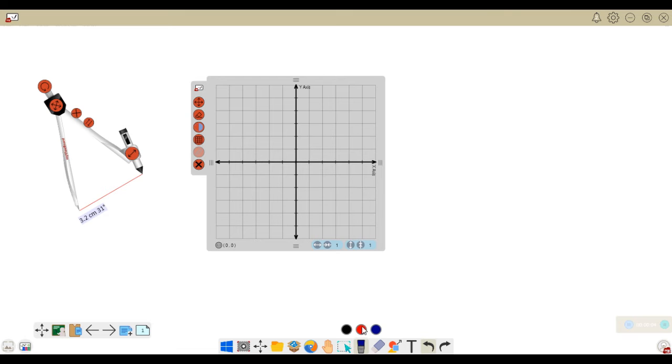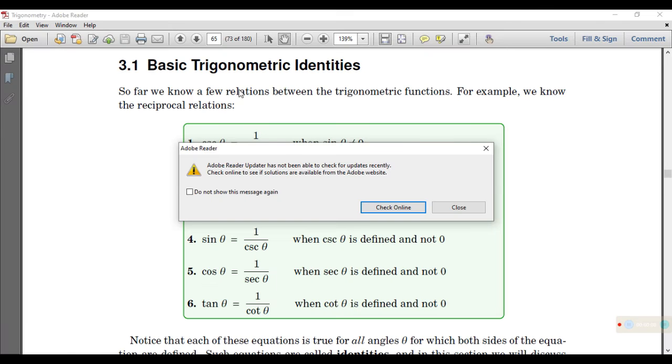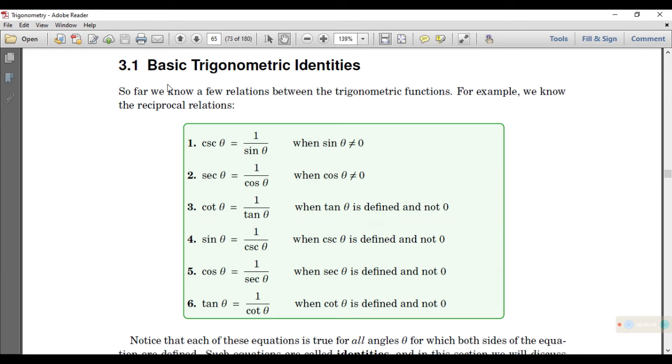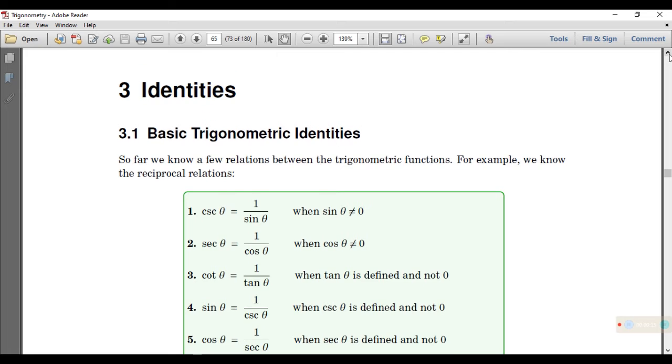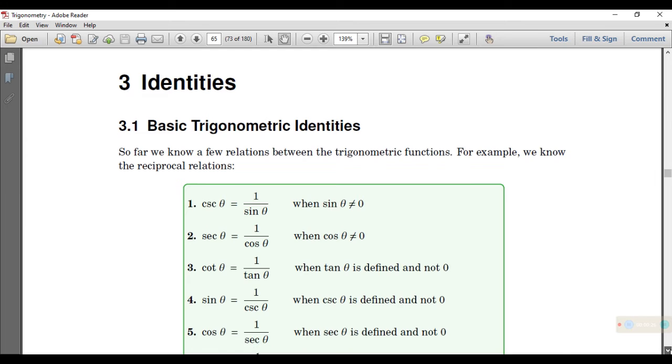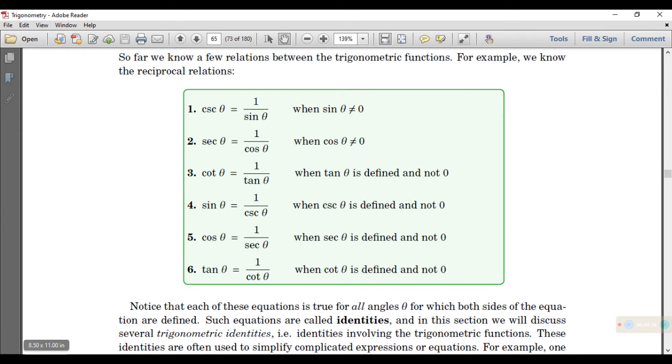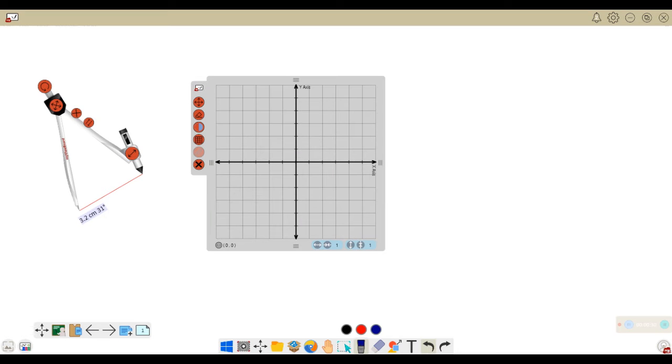This is Miss Rena, and for today's video discussion, we are going to start with basic trigonometric identities. So we are already in the next chapter entitled Identities, and we will start with the basic trigonometric identities. But before we discuss the things written in this box, we are going to review some of the things that we discussed from the previous chapters muna.